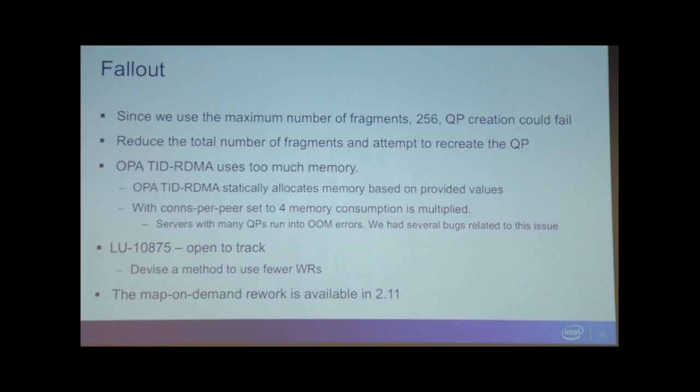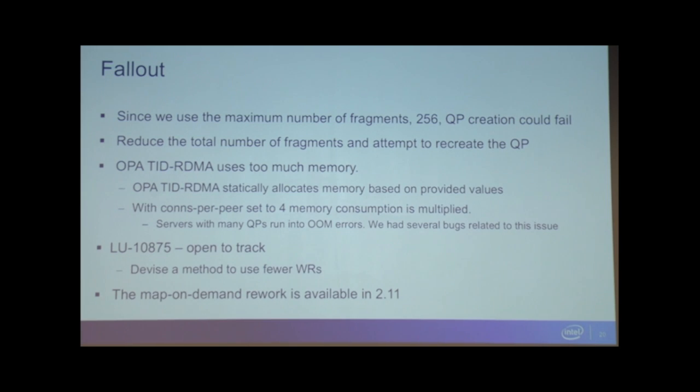First, because we are using 256, which is the largest number of fragments, sometimes when you create the connection, the QP fails because there isn't enough memory. We've seen that in some bugs, and also in the OPA when you're using Omni-Path TID RDMA, because TID RDMA allocates everything statically. When you allocate such a large amount of memory, it can fail. It can actually crash the system with out of memory.